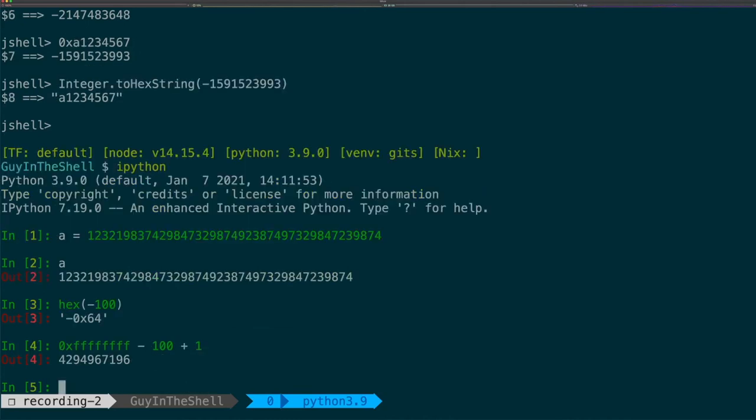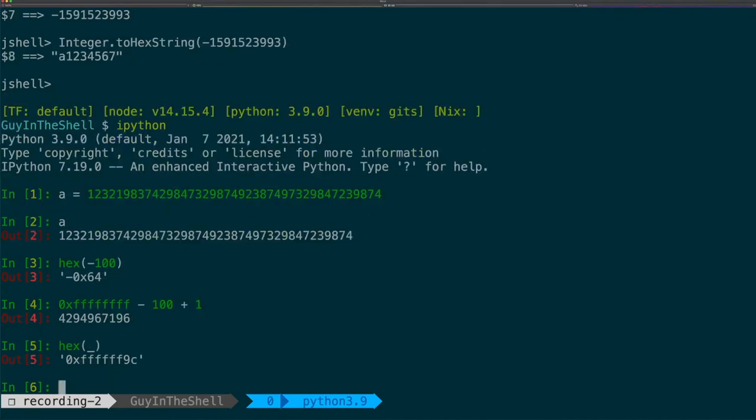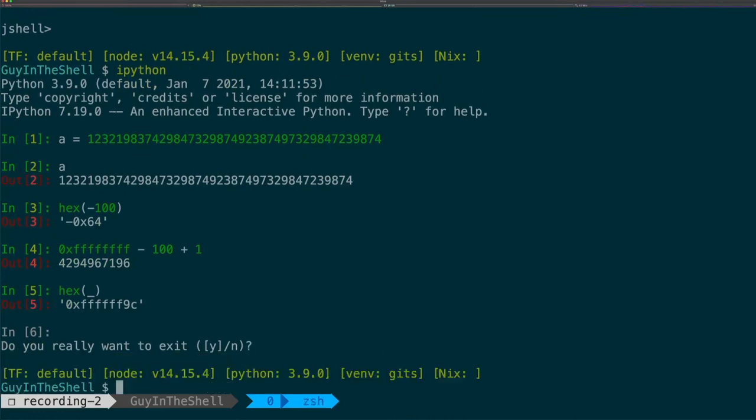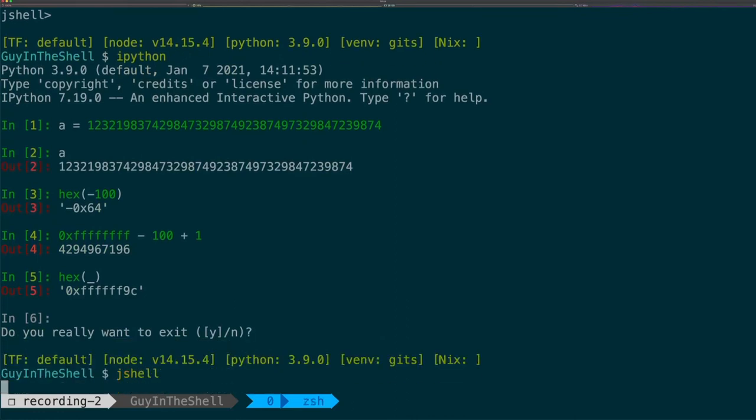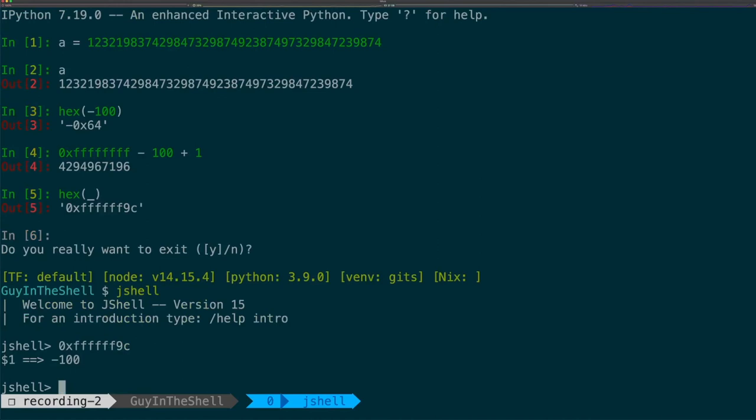That gives us a decimal number because Python works in decimal by default. So let's ask for the hexadecimal value of this result. That's this number, okay? Is this correct? So let's take this number and go back to Java and give this number. That's minus 100, exactly what we were looking for. Cool.